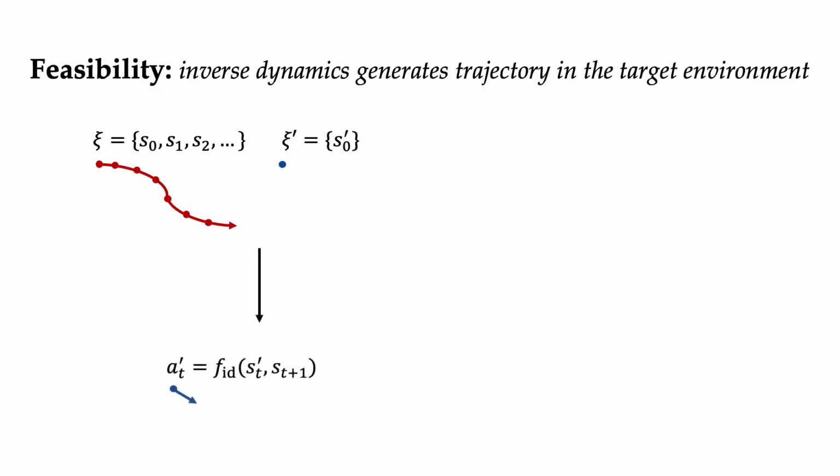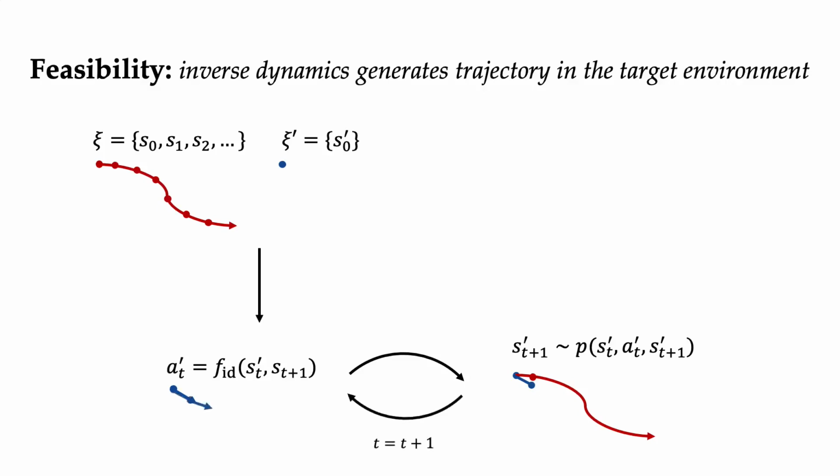Let us first discuss the feasibility of a given demonstration. First, for a given demonstration, for example, the one shown in red, we want to generate a corresponding trajectory in the target environment shown in blue with the same initial state as the red demonstration. Given the initial state in blue and the next state from the demonstration, we generate an action by the inverse dynamics of the target agent. This action most closely recovers the next state in the demonstration. Then we execute this action in the target environment to get to the next state. We repeat this process until we generate the same number of steps in the corresponding trajectory as the original demonstration.